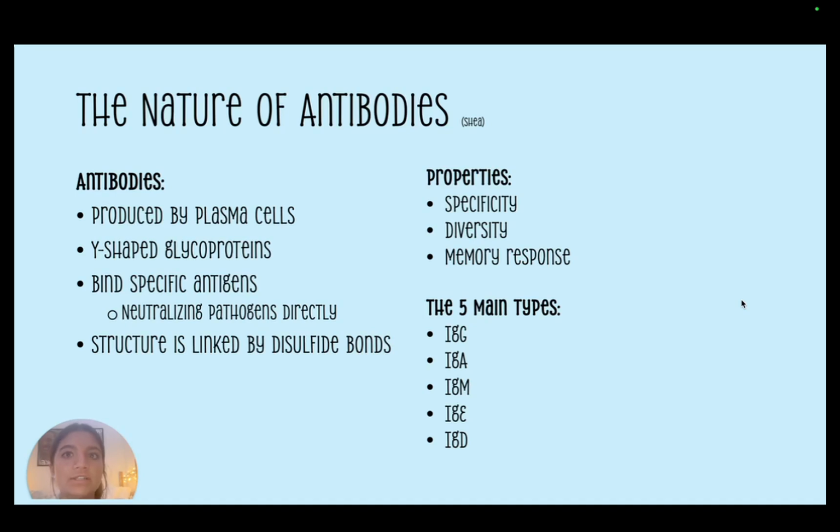The basic structure is 2 heavy chains and 2 light chains. The variable region is antigen binding. The constant region is immune activation, and it is linked by disulfide bonds. The key properties are specificity, which binds one antigen, diversity, which is millions of variations, and memory response, which is faster on re-exposure. And then there are 5 main types, and that will be the IgG, the IgA, the IgM, the IgE, and the IgD.